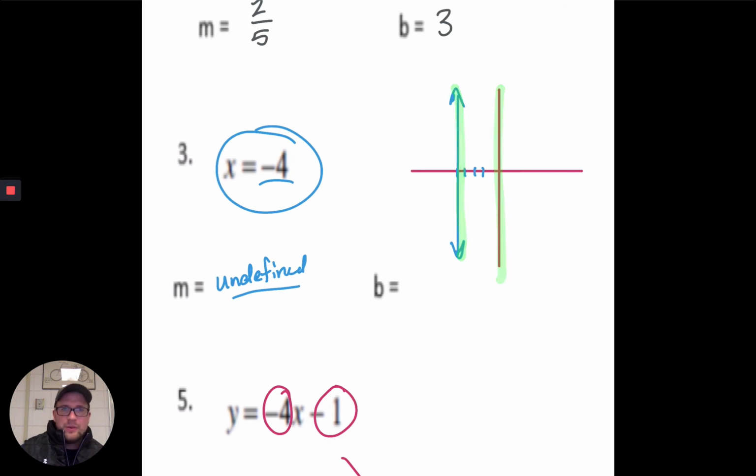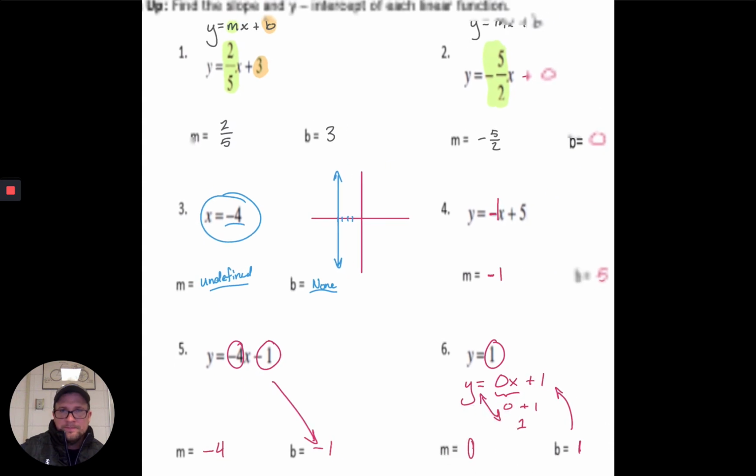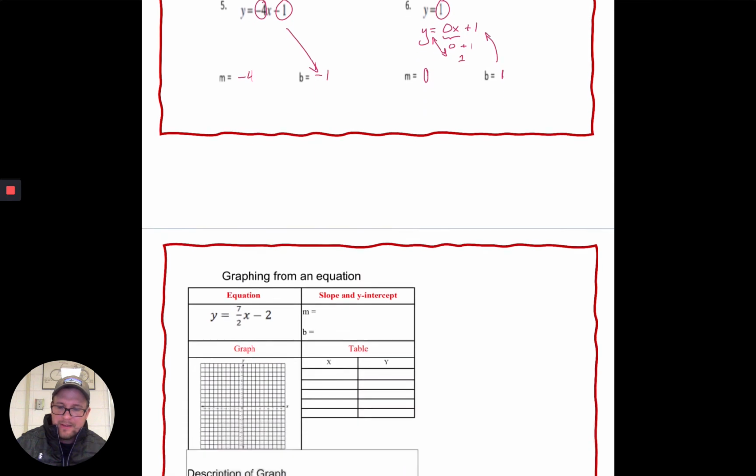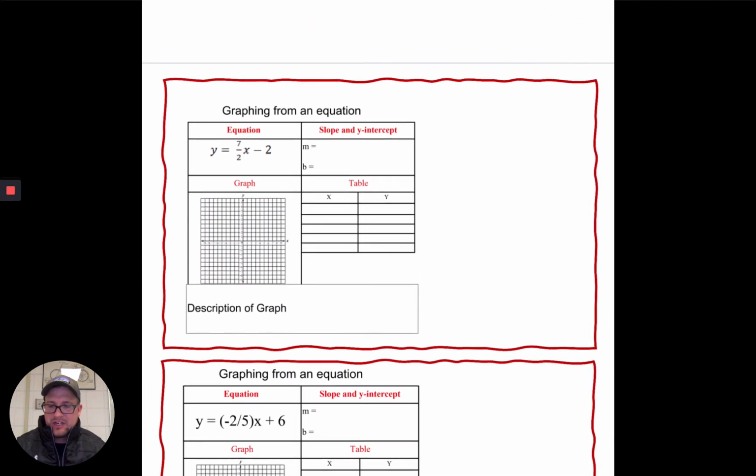And our b value, remember, our b value is where our line crosses the y-axis. Now on this one, we can see that they don't cross because they're parallel, right? They won't ever cross. So in this situation, maybe we'll say there is none. We'll talk more about those as we go. They're tricky, I get it. But for 1, 2, 4, 5, and 6, you should be pretty good at those, I think. I hope.